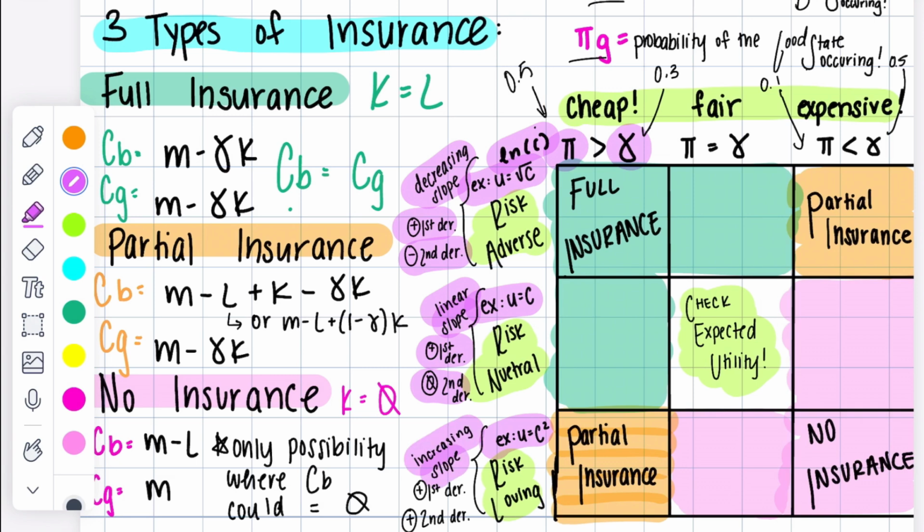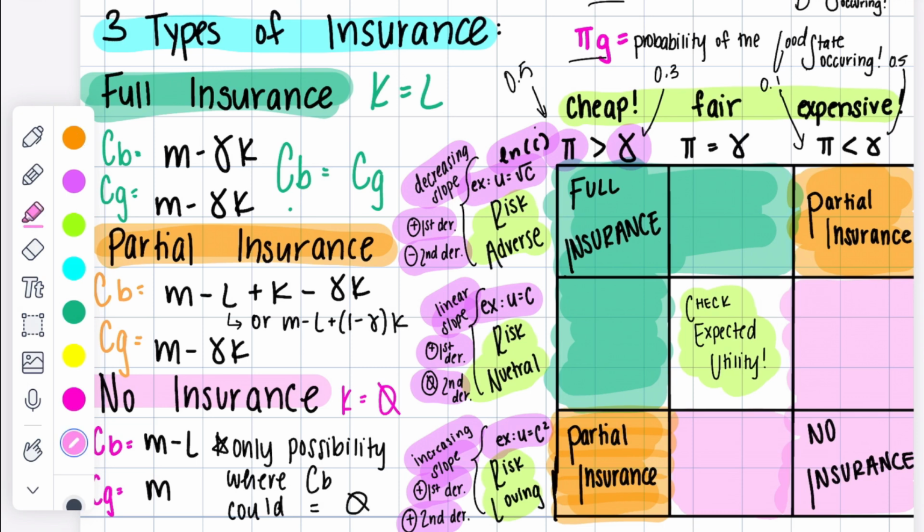This means we have an increasing slope, and so our first derivative must be positive and our second derivative is positive as well. Then, depending on whether we buy cheap, fair, or expensive insurance and whether we are risk averse, risk neutral, or risk loving, we are going to fall into one of these 9 boxes. This top left is going to be our full insurance, so we choose to fully insure over here. Then if we're on one of the diagonals, we're partially insuring, and so we're going to fall right here. These will be our optimal bundles of CB and CG.